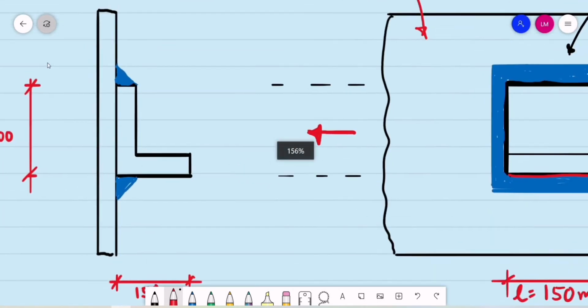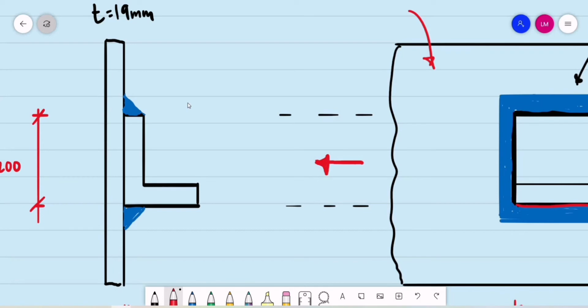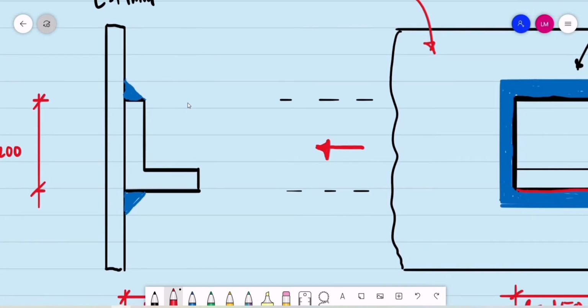All we have to do now is locate the centroid of this area. Alright, so let's say the centroid will be at this point. So we need this distance. So let's say this is the bar X. Okay, how do we locate this bar X? So we are to use Varignon's theorem.